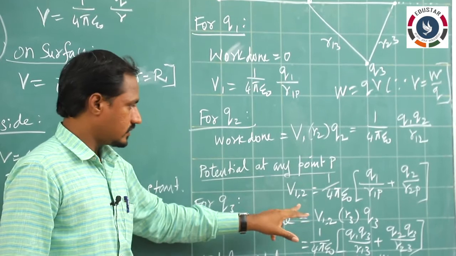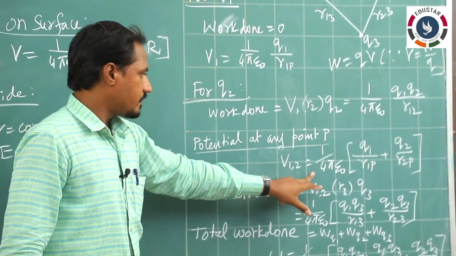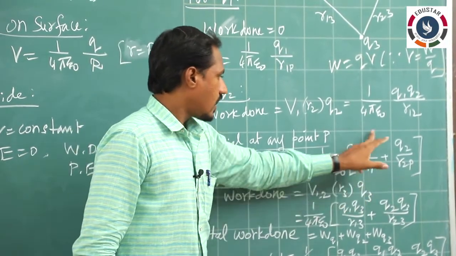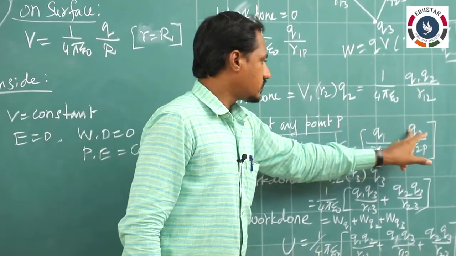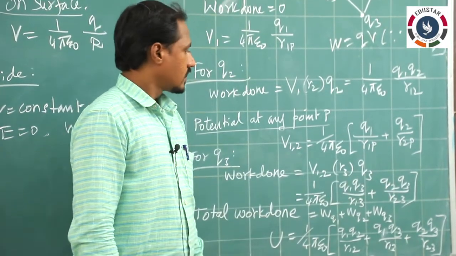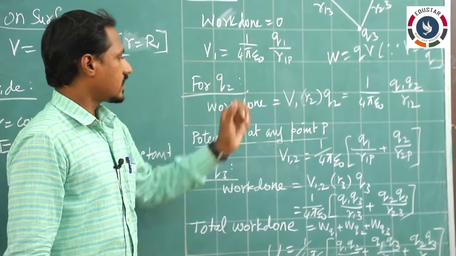The potential due to the first charge and second charge, Q1 and Q2, equals 1 by 4 pi epsilon naught, which is common, times Q1 by R1P, this is due to the first charge, and Q2 by R2P, this is due to the second charge. So, this way we can write the potential due to two charges.